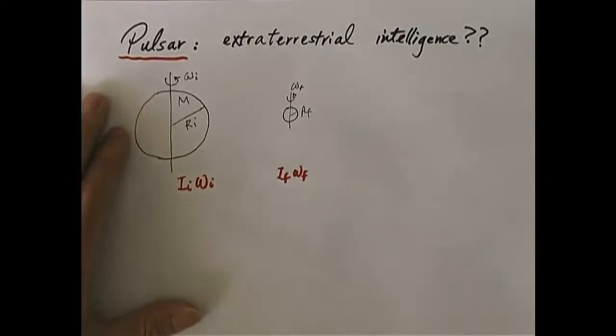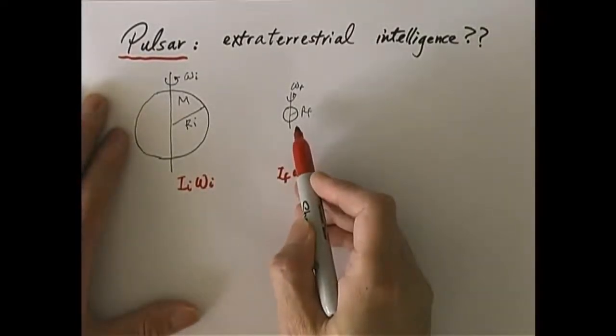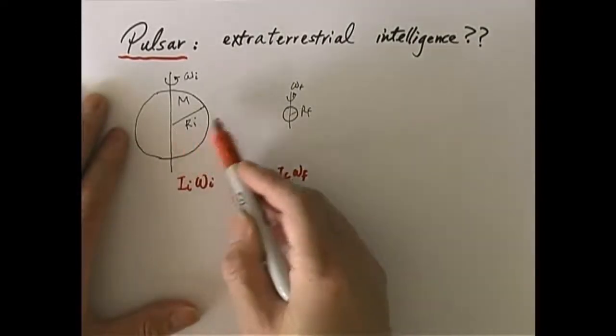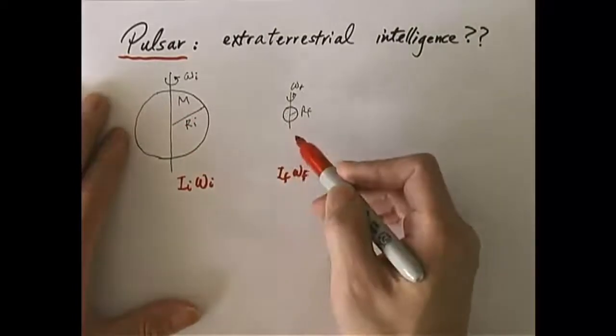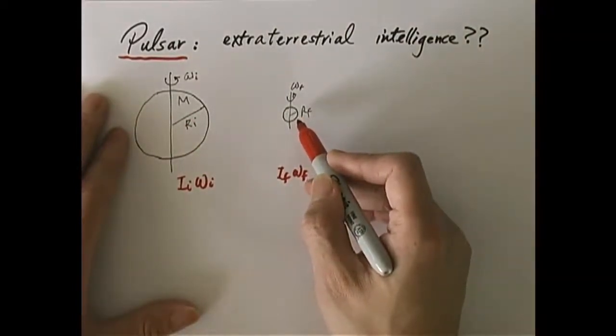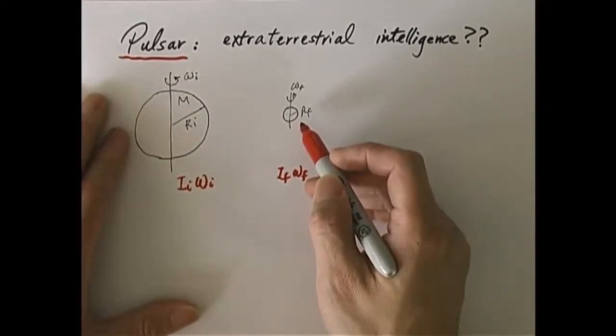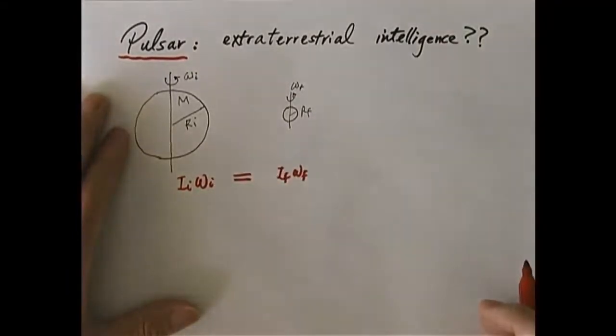And since in the process of shrinking, the only force is the gravitational force that pulls the star material in and makes it smaller, that, of course, is an internal force. It does not change the angular momentum because only an external force that produces an external torque can change the angular momentum. So we say you have a conservation of angular momentum.